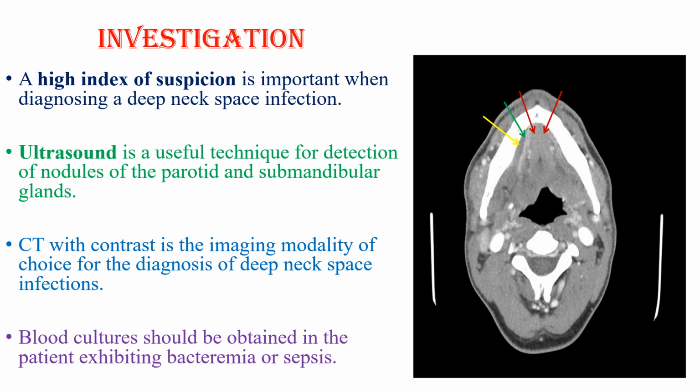Regarding investigations, a high index of suspicion is important when diagnosing a deep neck space infection. Ultrasound is a useful technique for detection of nodules of the parotid and submandibular glands. CT with contrast is the imaging modality of choice for diagnosis of deep neck space infection. Blood culture should be obtained in patients exhibiting bacteremia or sepsis.